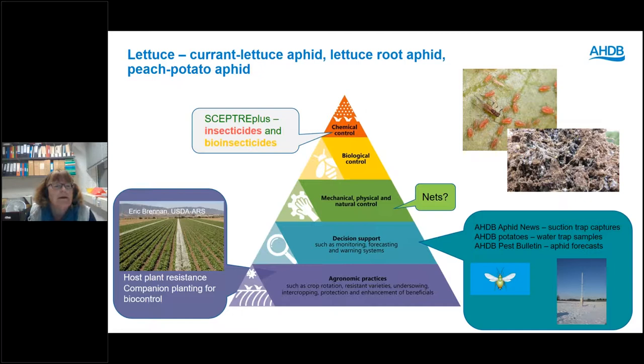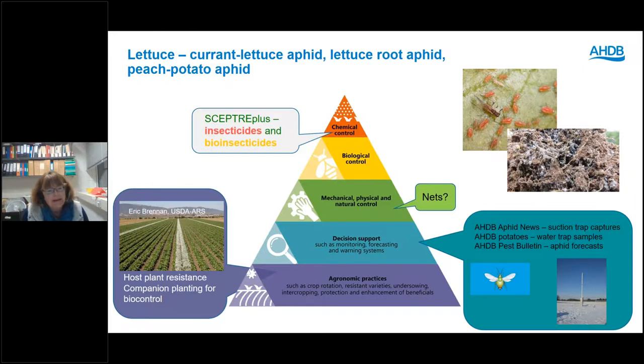So here's the first of the pests that I want to talk about. And these are the pest aphids of lettuce. So, three species. And I think for this example, I'll start at the bottom of the pyramid.